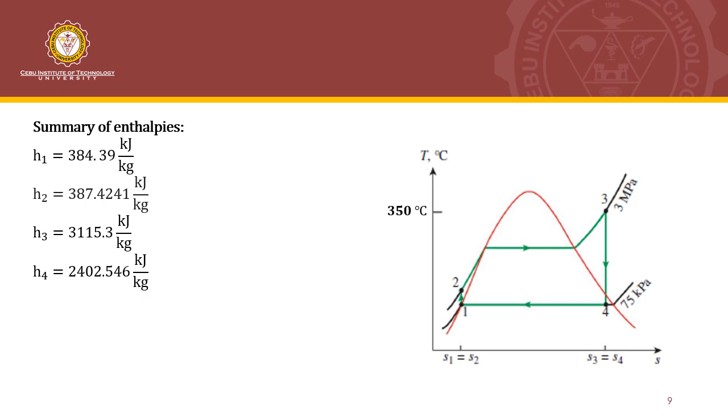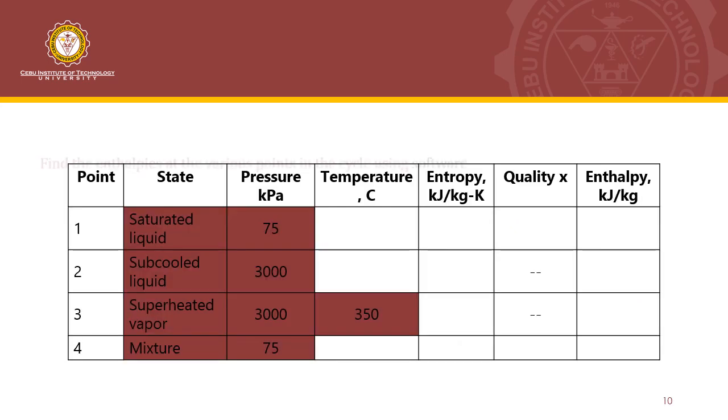So again, this is just a recall of how to get the value of enthalpies using the steam table. But we can also find the enthalpies at the various points in the cycle using the NIST software, which is the refrigerant property software. Water is also a refrigerant. That is why we can use that software to get the properties of water, since steam basically is just water in different states.